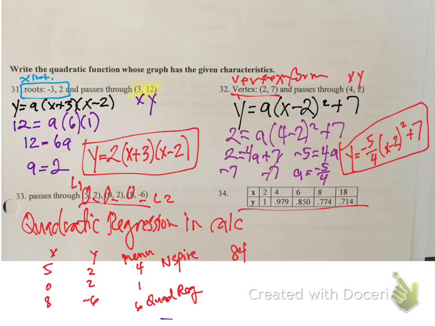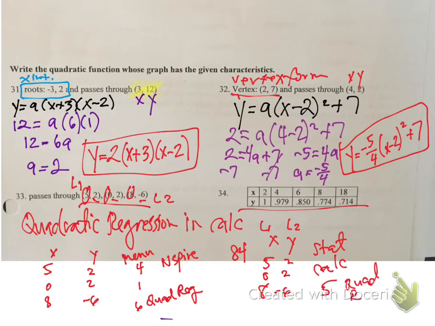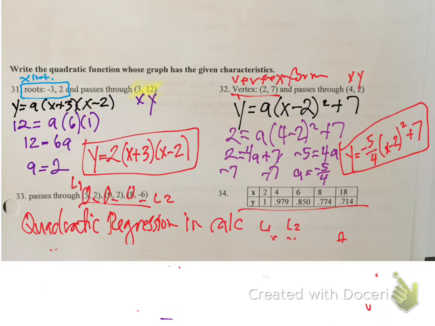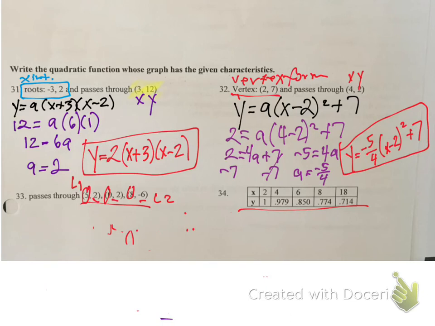If you have an 84, then you type in your x and y in list 1 and list 2. And then you go to stat, calc 5, which is quadratic regression. Then it's going to give you an A, B, and C value. That just means that it is in standard form. So you're going to plug in A, B, and C into standard form, and that will be your final answer. Typically, you will get decimals on these questions. So in this case, decimals are okay. I know I say that they're not, but whenever you have regression, that is fine.